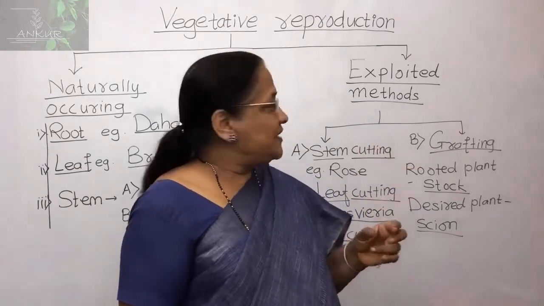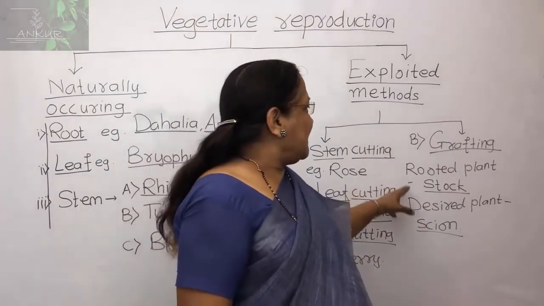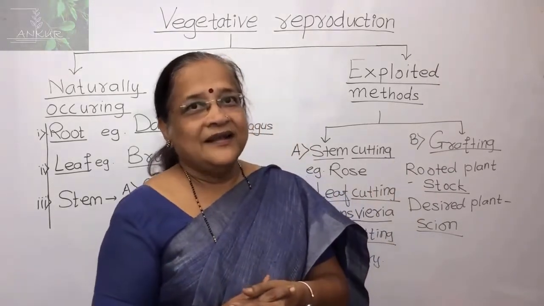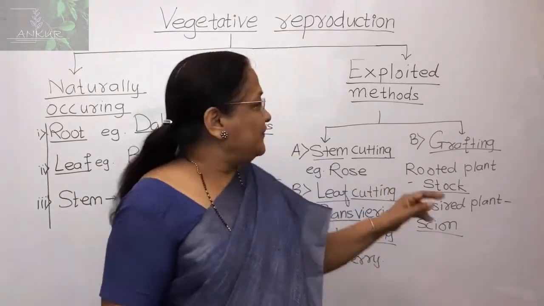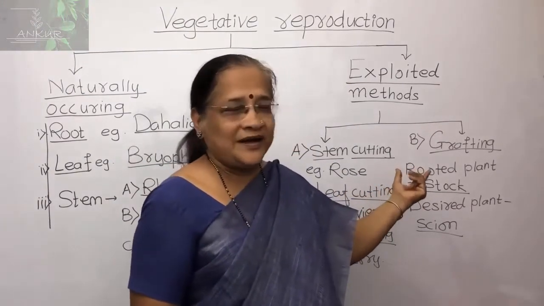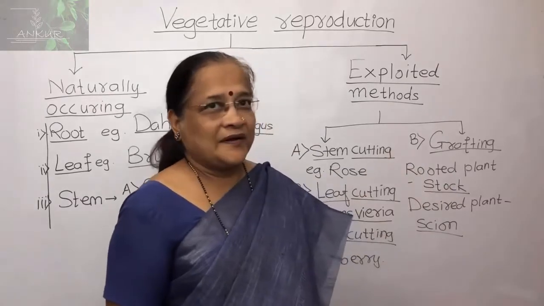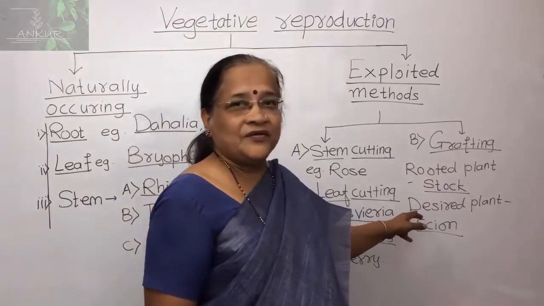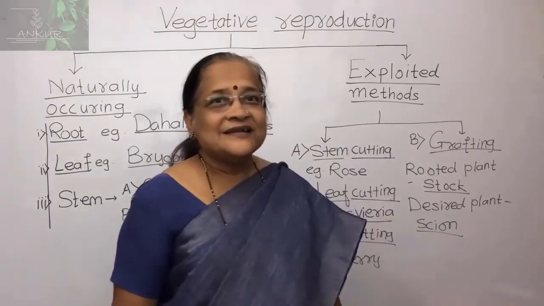The basic part is that there are two parts of the plants, or two different plants. The rooted plant, which is the wild variety of that plant, or the potted plant, is called the stock. And the desirable plant which we want to grow, that one we call the scion.